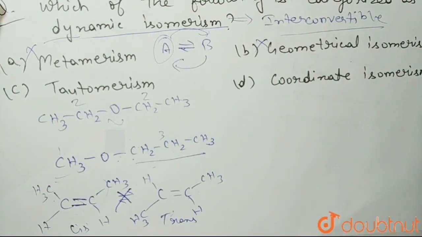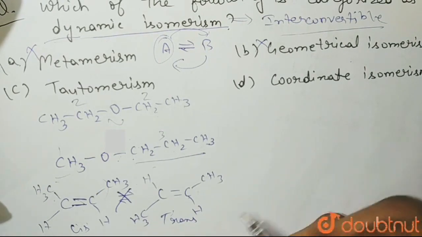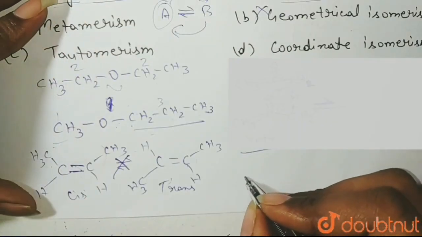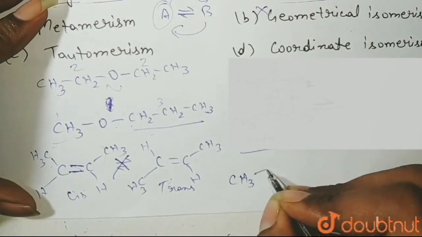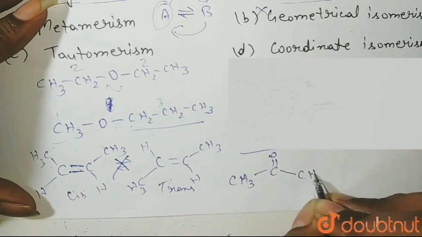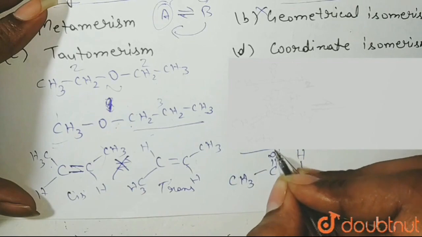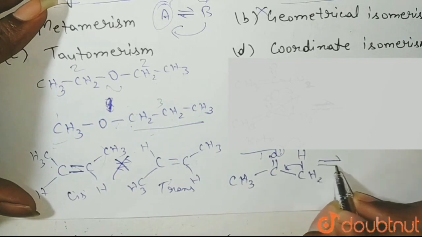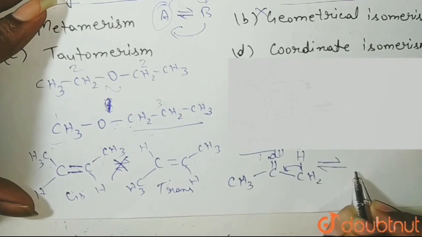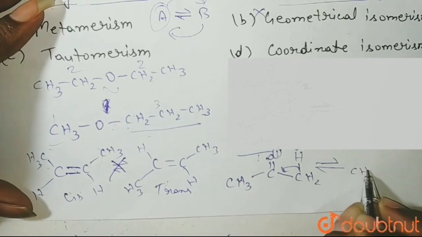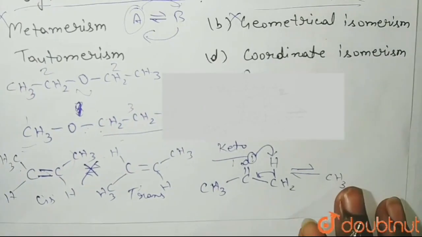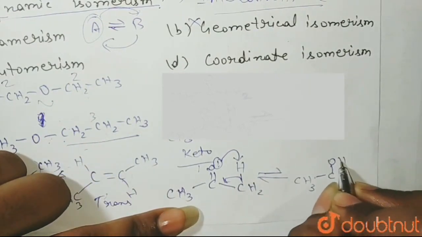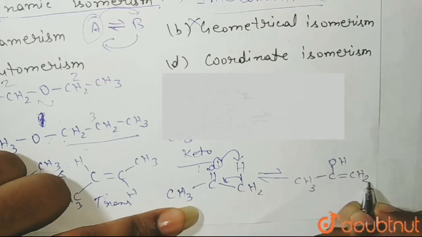Now tautomerism. We know that in tautomerism, two forms exist together in dynamic equilibrium with each other. Our structure is like this: CH3, C double bond O, and CH2 and H here. Oxygen has lone pairs. It will attack this hydrogen and the hydrogen will go there. So what will we get? We will get CH3, C, OH, double bond, CH2.